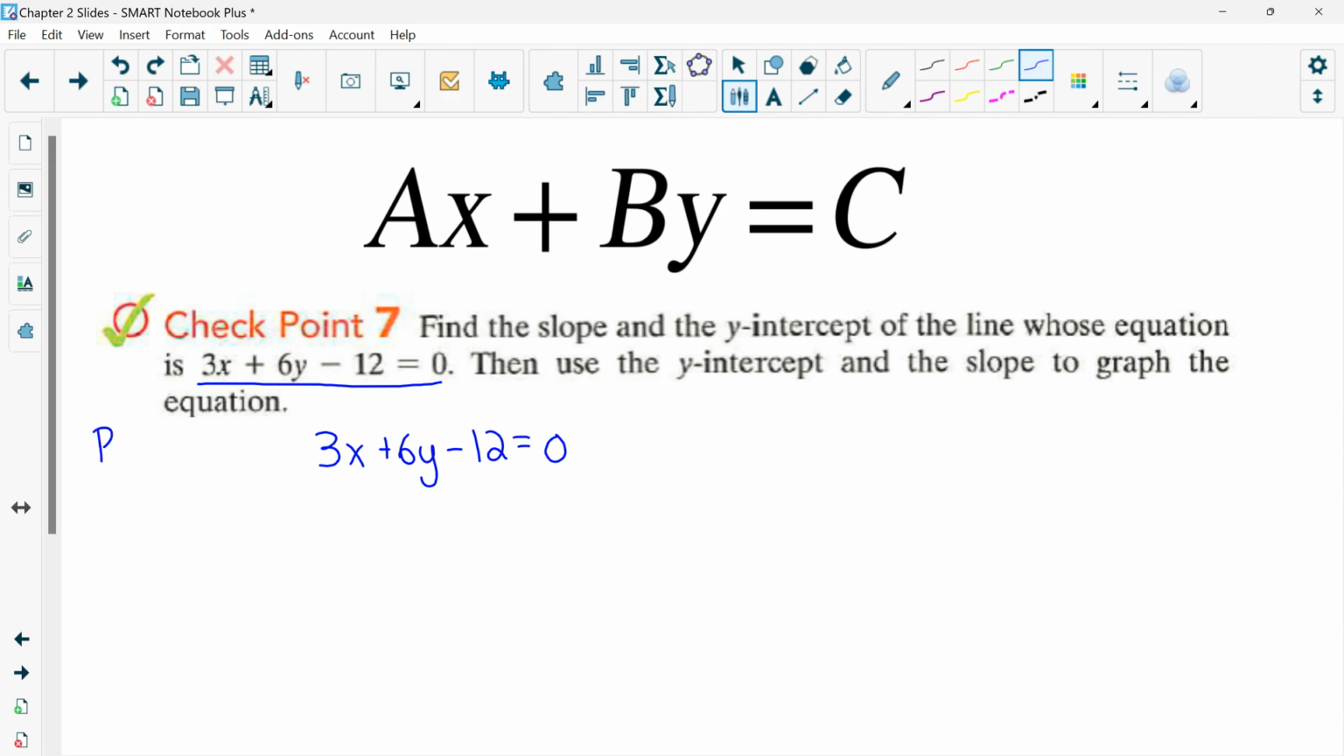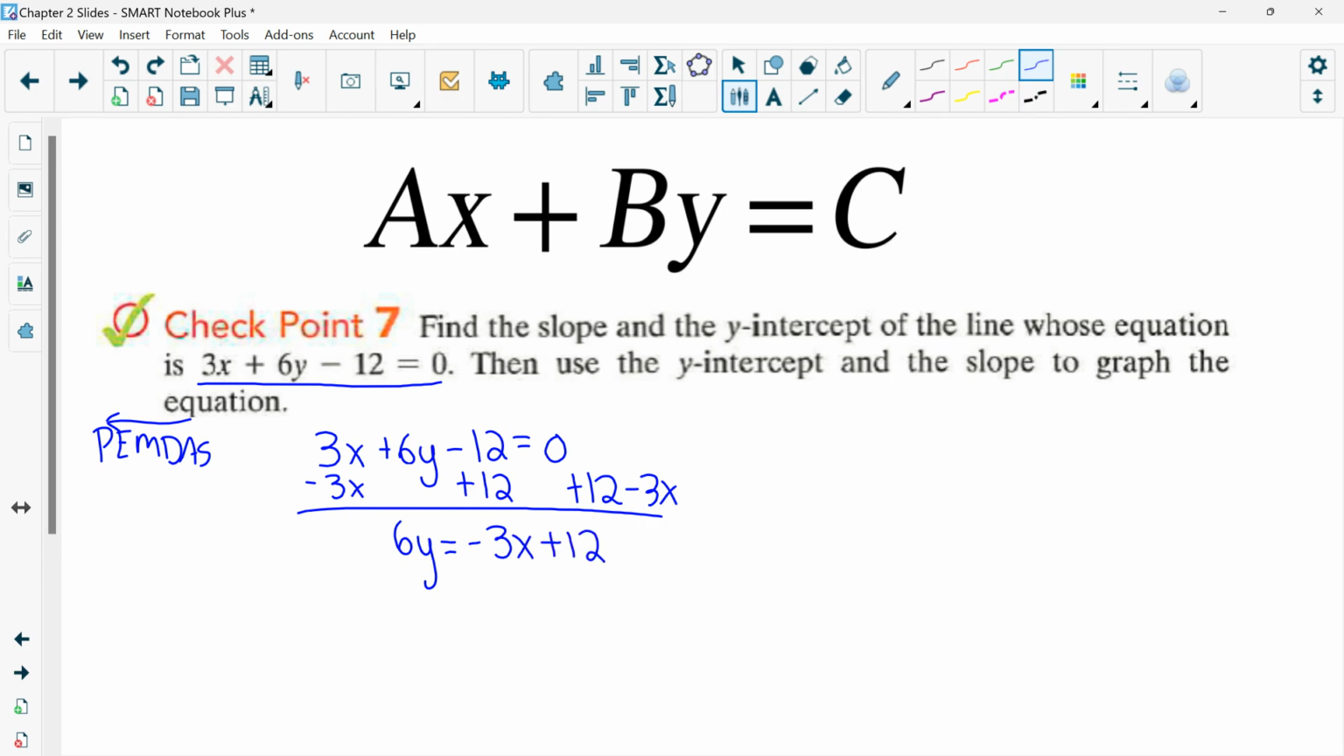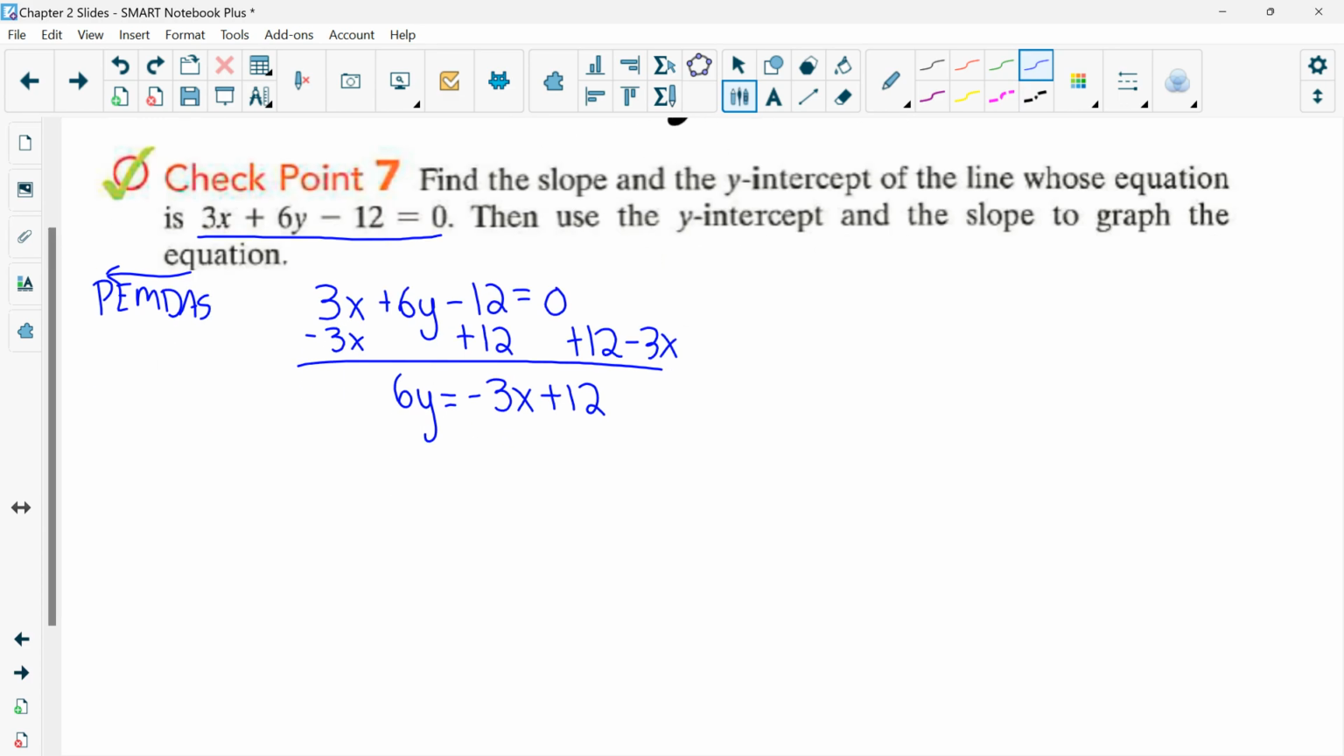And so to get the y by itself, we're going to do PEMDAS backwards. So we're going to undo anything added or subtracted to that y value. So right now there's a 12 that's being subtracted, so I'm going to add 12 to both sides. There's also a positive 3x, so I'm going to subtract 3x from both sides as well. So that would leave me with 6y equals, I'm going to put the negative 3x first because in slope-intercept form, the x comes first, and then the plus 12 after that.